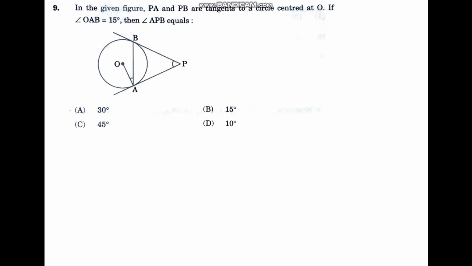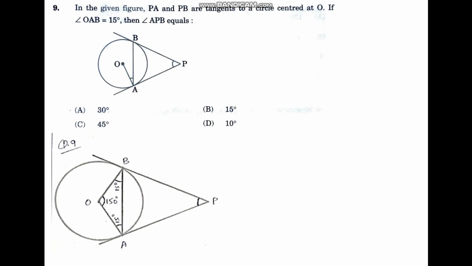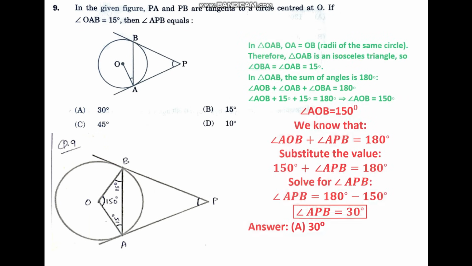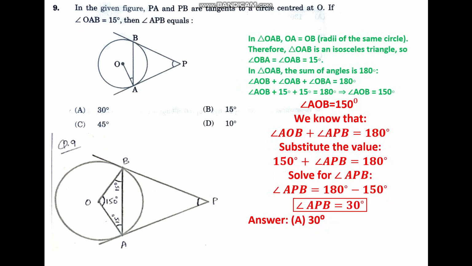Now in the given figure you can see that PB and PA are the two tangents drawn from an external point in which angle OAB is given as 15 degree. Now what we need to do, we need to join OB. When we are joining OB, we know that it will be an isosceles triangle because OB equals OA, radii of the same circle, and we know that angles opposite to equal sides are equal, so both will be 15 degree. By angle sum property we will be getting angle AOB as 150 degree, and we know that the central angle AOB plus angle APB is 180 degree. Angle AOB is already 150 degree.